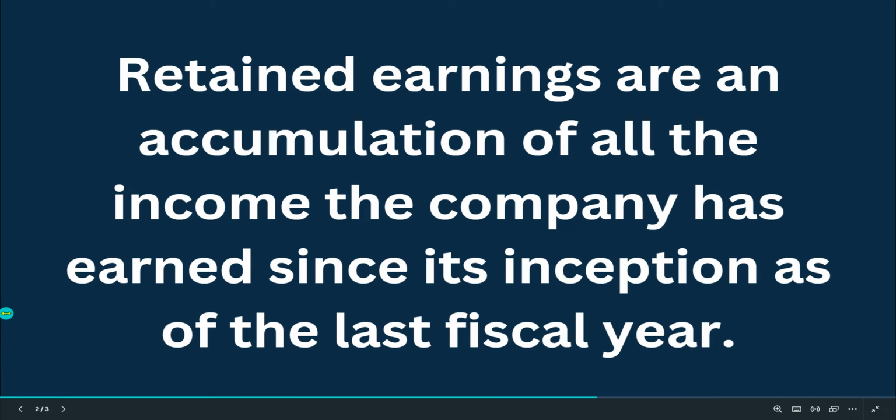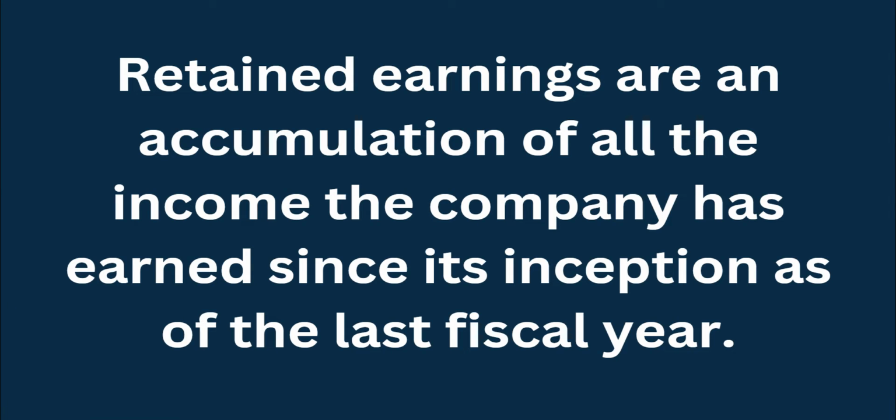The retained earnings are an accumulation of all the income that the company has earned since its inception, and that would be as of last year. Let's say you started a business in 2001, and so you will see retained earnings all the way from 2001 through 2023. Basically, whenever you have current year income, it will move to retained earnings at the end of the year.